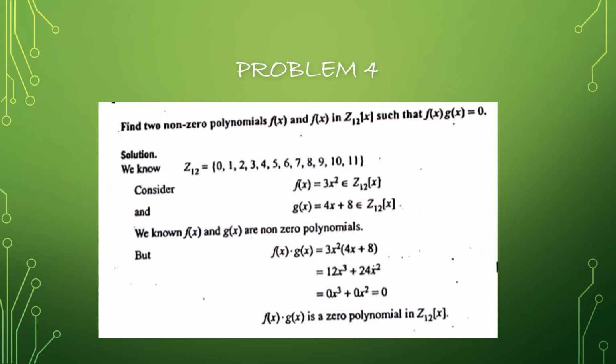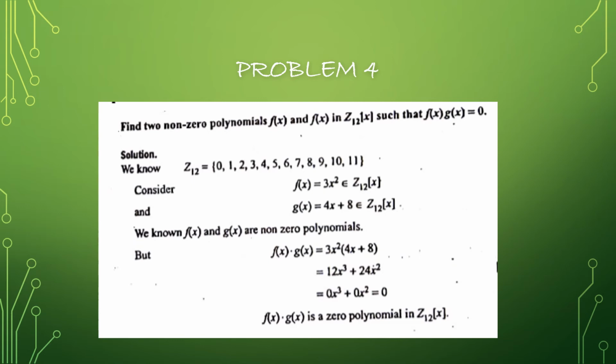Which is equal to 3x square into 4x, which will give you 12x cube, plus 3x square into 8, which will give you 24x square. So 12 is perfectly divisible by the modulo 12. So what is the remainder? 0. So 24 is also perfectly divisible by 12. So the remainder is 0. So in both the cases you are getting the remainder as 0. So totally 0 plus 0 is going to be 0. So hence f of x and g of x are non-zero polynomials, whereas their product is a zero polynomial in Z12 of x. Able to understand?